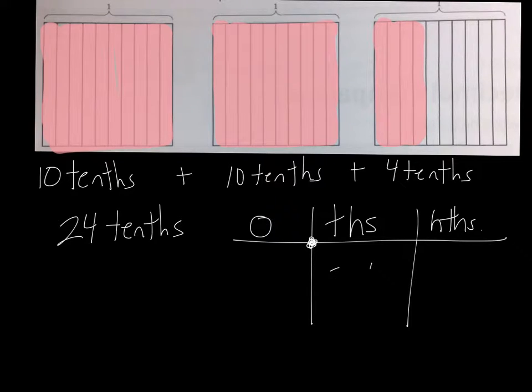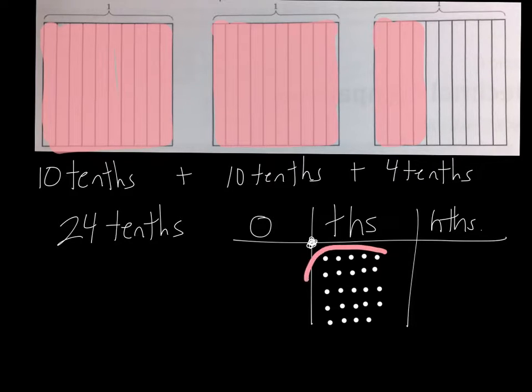What I can do is model this with number discs and show that I have 1, 2, 3, 4, 5, 6, 7, 8, 9, 10, 11, 12, 13, 14, 15, 16, 17, 18, 19, 20, 21, 22, 23, 24 of those. Now, once I get groups of 10, just like with the place value that we've been working with on the larger end of our place value chart, we can do that with our smaller numbers as well.